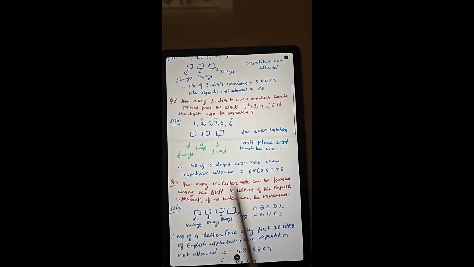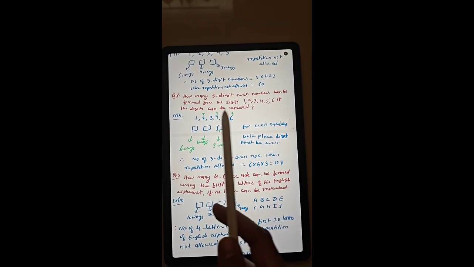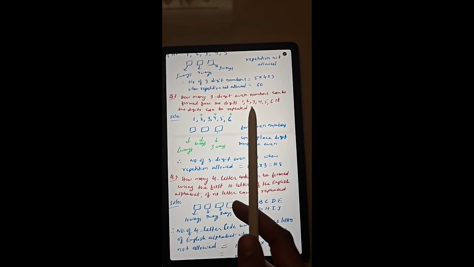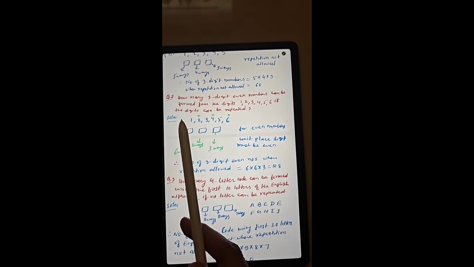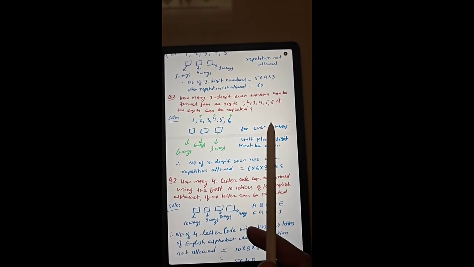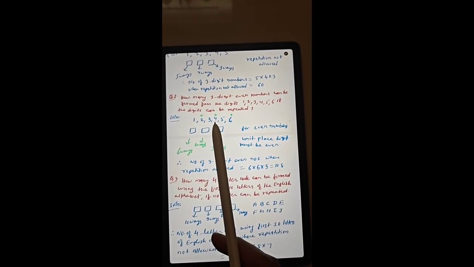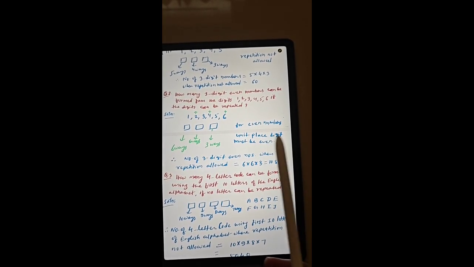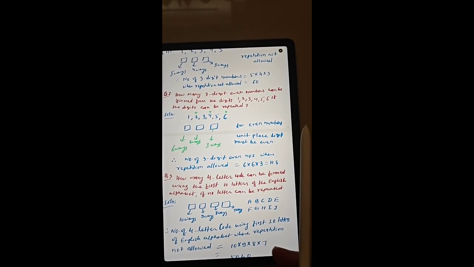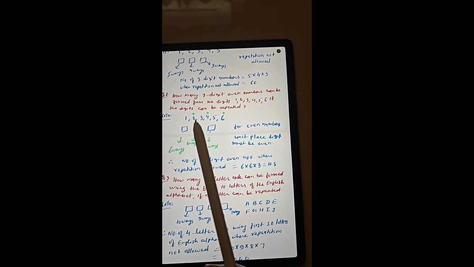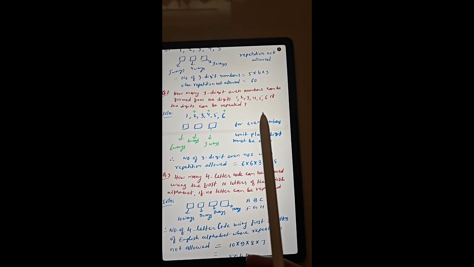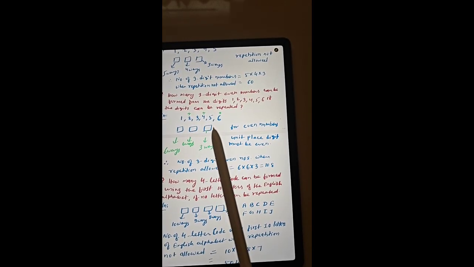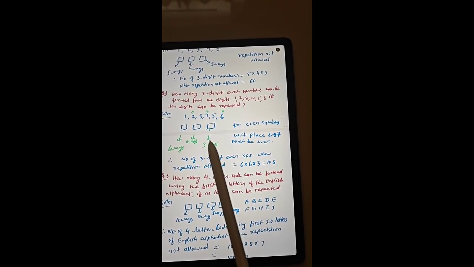Now come to the second question. How many 3-digit even numbers can be formed by the digits 1, 2, 3, 4, 5 and 6 if the digits can be repeated? Again, repetition allowed. We have the digits 1, 2, 3, 4, 5 and 6 and we know the even numbers. One criterion of an even number is that the unit place digit is always even. And how can it be even? By placing an even digit. We have 2, 4 and 6. 3 digits are even. So this unit place digit can be filled in 3 ways.